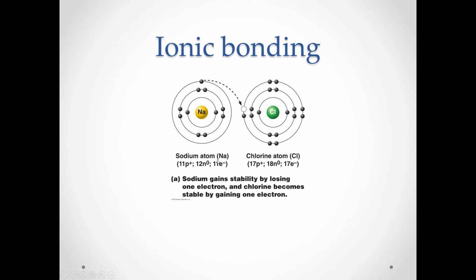Okay, typically sodium has atomic number of 11, so it has 11 protons, has 12 neutrons. We don't really care about that. But it's going to have an equal number of electrons. So 11 protons, 11 electrons. Chlorine is going to have 17 protons and 17 electrons.